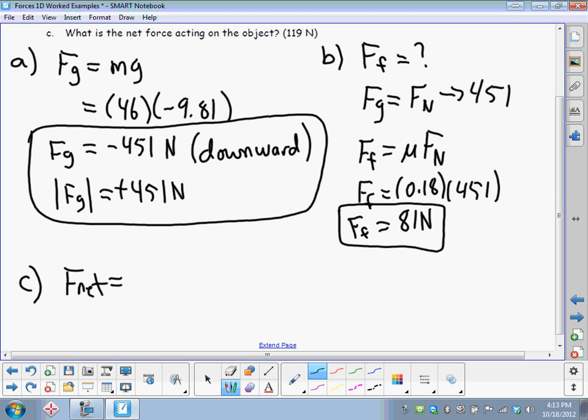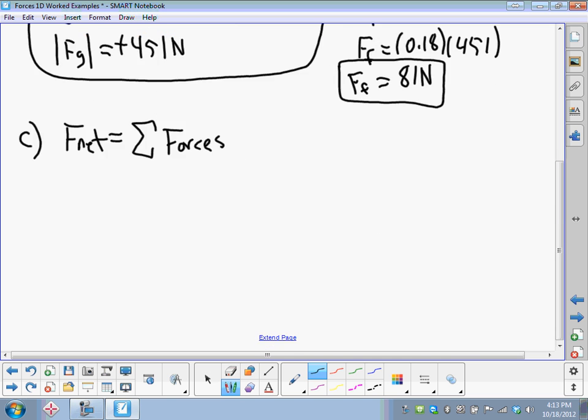Net force is always our sum of the forces. That doesn't change. It's the definition of net force, the vector sum of all the forces. Vector sum means we have to incorporate direction, being positive or negative, along our horizontal axis. So our net force is going to be the applied force added to the force of friction. Only 2 forces in play.